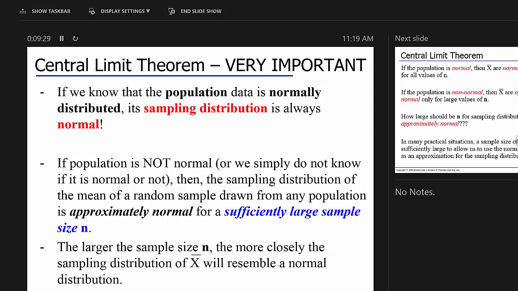Now note that here on the slide it says if you have a sufficiently large sample size n. Well, what is sufficiently large? How large should that be? What should be the sample size for us to stop worrying about the population distribution and say, hey, that's large enough, therefore my sampling distribution is going to be normal no matter what?